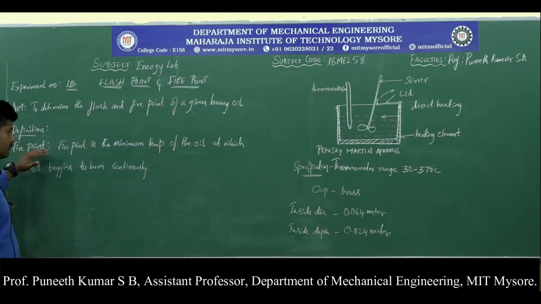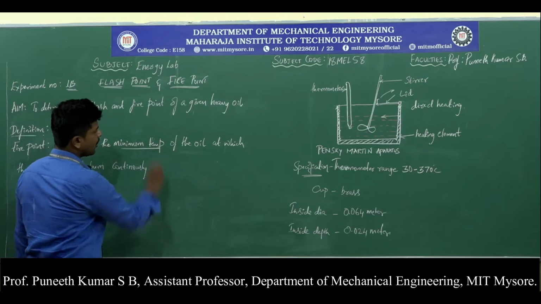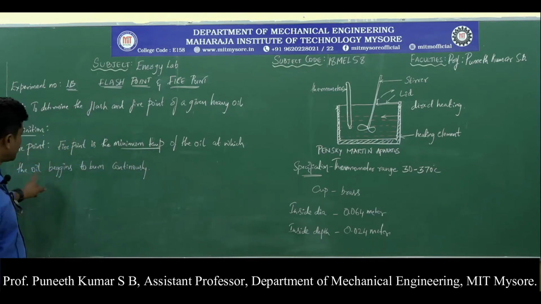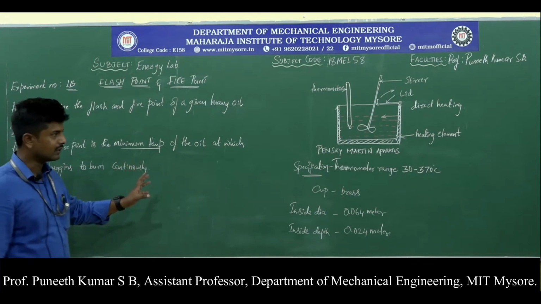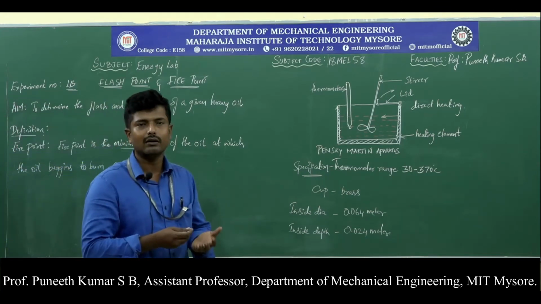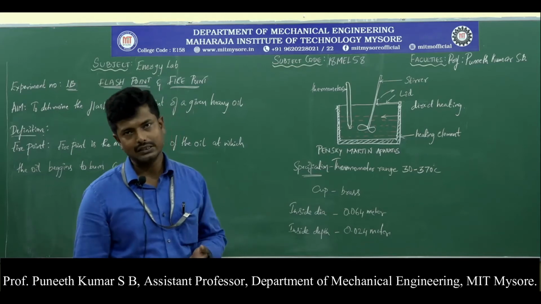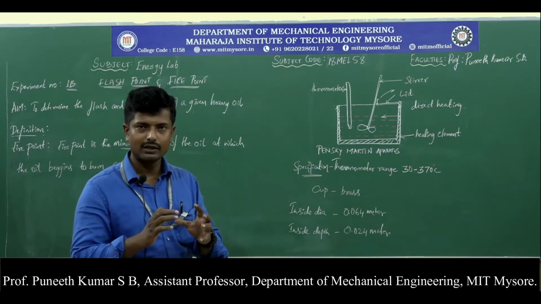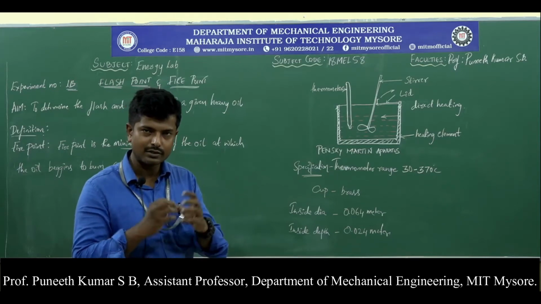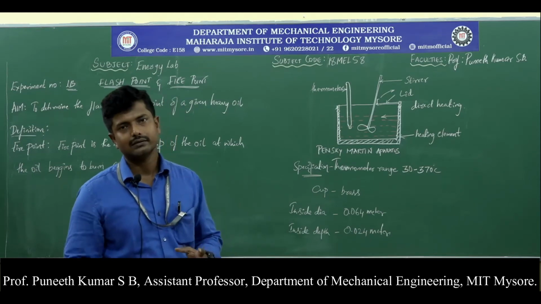So the definition of the fire point, let us read it once. Fire point is the minimum temperature of the oil at which the oil begins to burn continuously. Okay, once the fire occurs, obviously the fire continues to burn continuously. Whereas the flash is a spontaneous phenomenon where the combustion happens for an instant of time and then just ceases off.